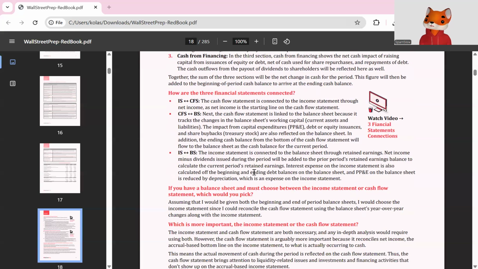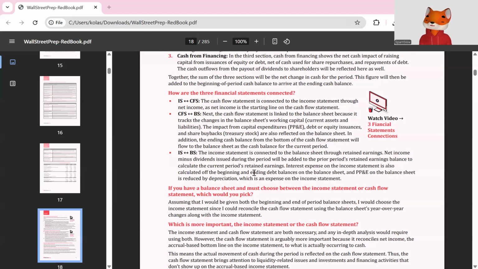So how are the three financial statements connected? The cash flow statement is connected to the income statement through net income, as net income is the starting line on the cash flow statement. The cash flow statement is also linked to the balance sheet because it tracks the changes in the balance sheet's working capital, that is current assets and liabilities. The impact from capital expenditures on PPE, debt or equity issuances, and share buybacks are also reflected on the balance sheet. In addition, the ending cash balance from the bottom of the cash flow statement will flow to the balance sheet as the cash balance for the current period.